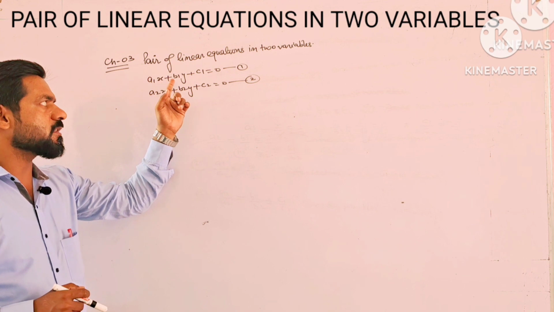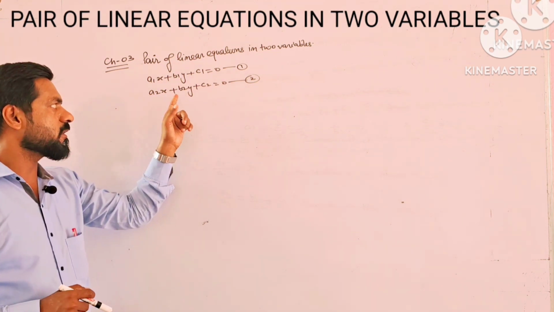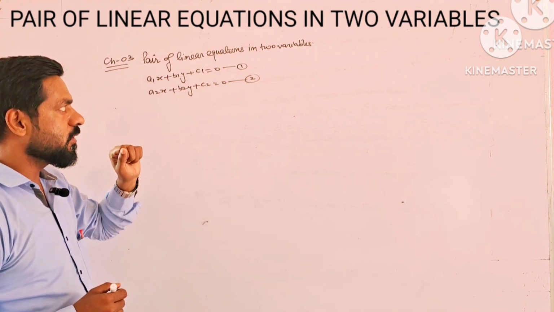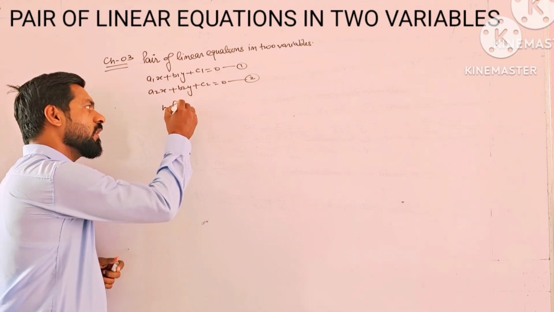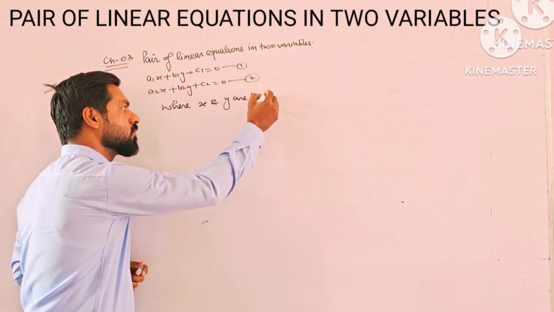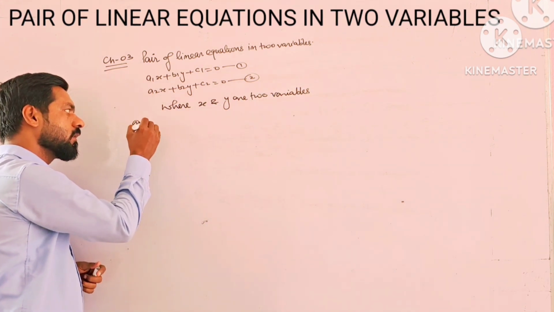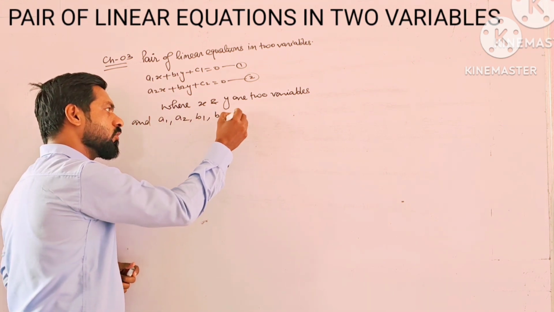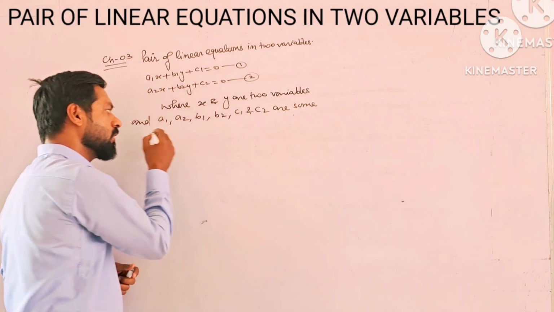That is a1x plus b1y plus c1 equal to 0, that is equation number 1. a2x plus b2y plus c2 is equal to 0. This is the equation number 2. So what are the variables here? We can see x and y are two variables, and a1, a2, b1, b2, c1 and c2 are some real numbers.